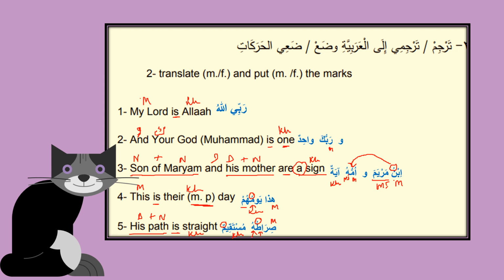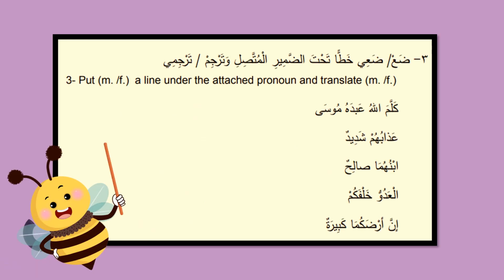Siratuhu mustaqim. Now in this question, da'i khattan means put a line, khat means underline, tahta damir, under the damir al-muttasil, the attached pronoun, wa tarjim, and translate. So let's see. Kallama Allahu abduhu Musa. Where is the attached damir? It is the ha, right? And I will do the translation later.